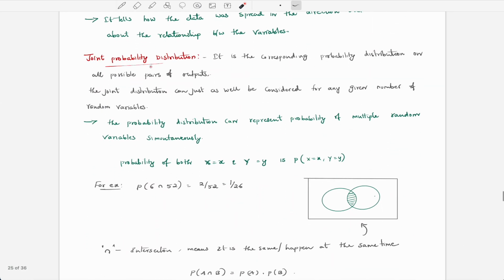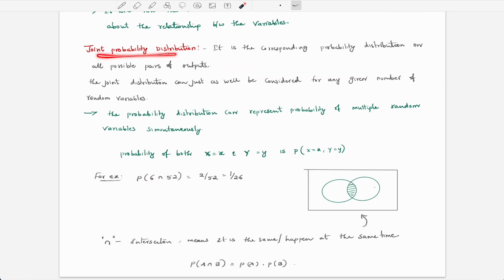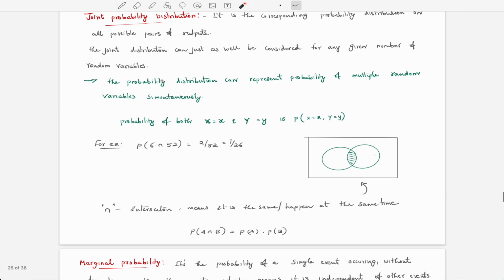And after this, we have the joint probability distribution. So what do you mean by the joint probability distribution? It is a corresponding probability distribution on all possible pairs of outputs. So what do you mean by that? I will explain with a practical example so that it will be easy for you. The probability distribution can represent the probability of multiple random variables simultaneously. What do you mean by simultaneously? It means both at a time, right? So it can represent multiple probabilities both at a time.